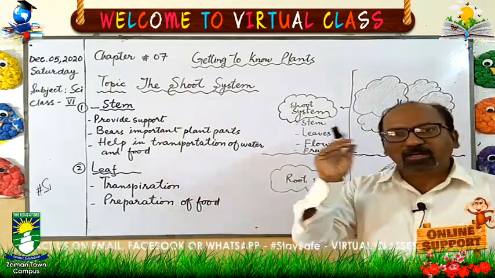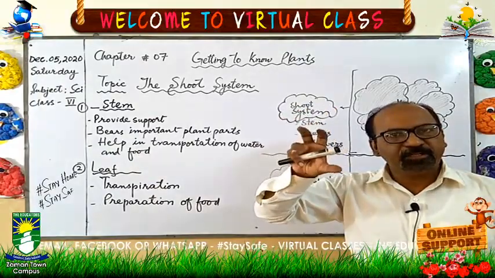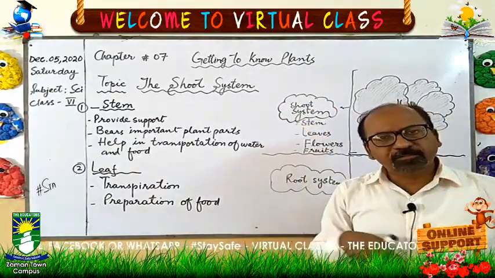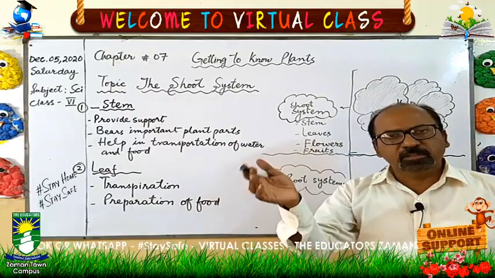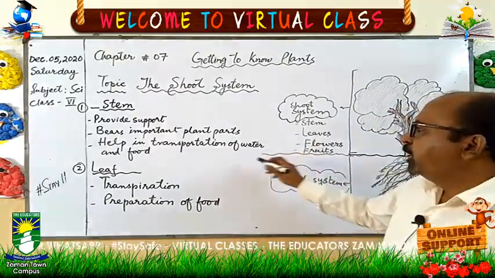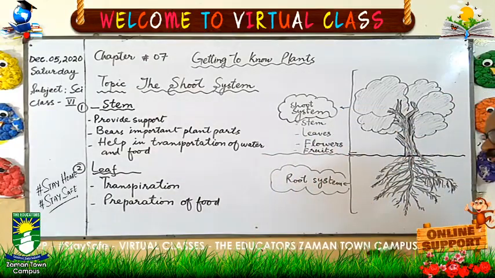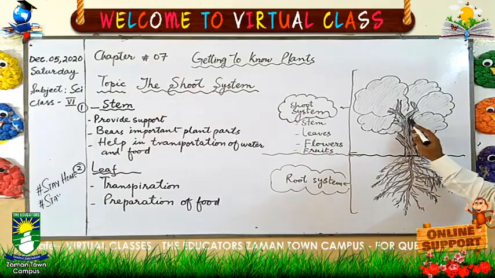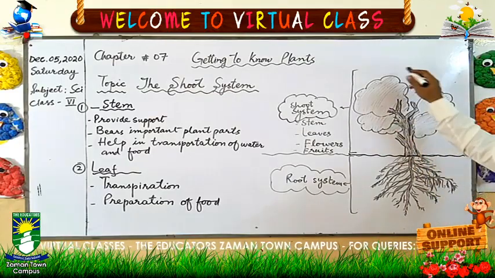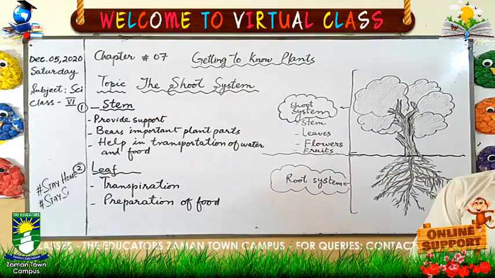Food is transported from the leaves, because the leaves prepare the food, to all the parts of the plant, including stem, roots, or flowers, everything. And the water and minerals are absorbed by the roots, and are taken through the stem to all parts of the plant. So these are the important functions.